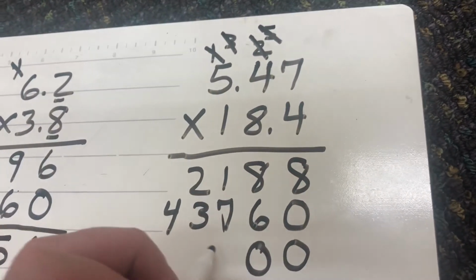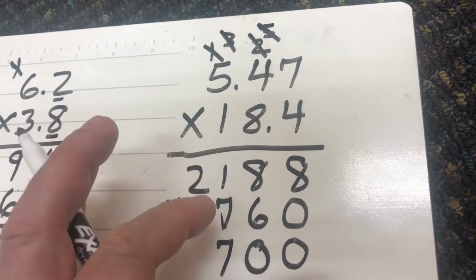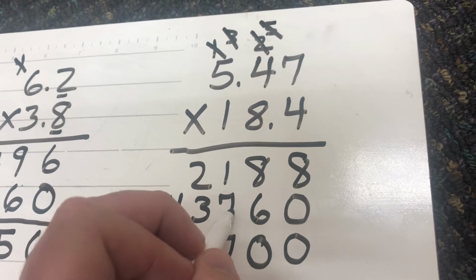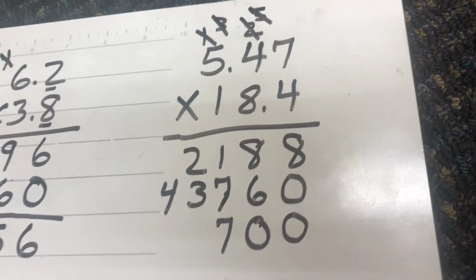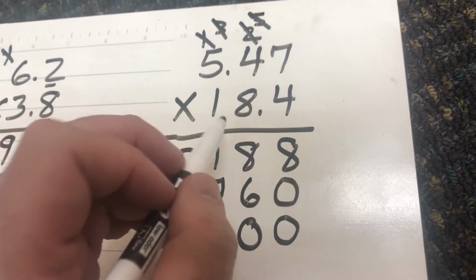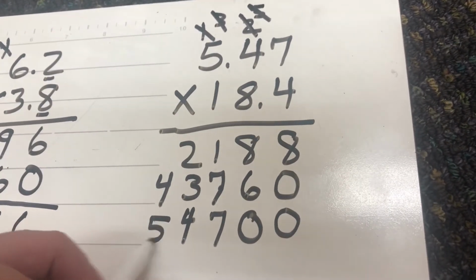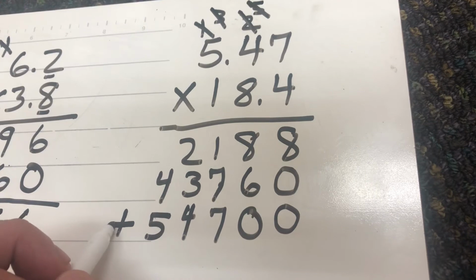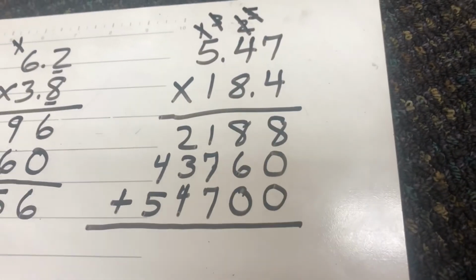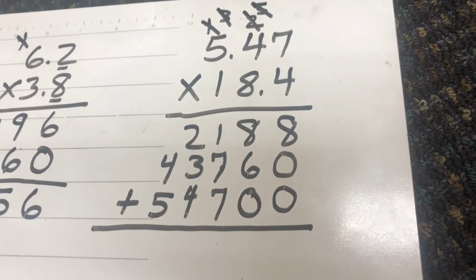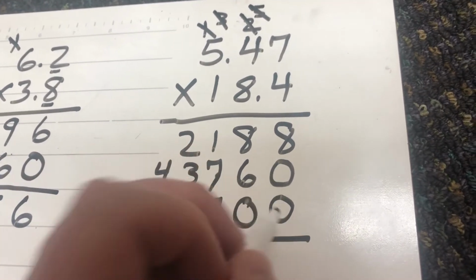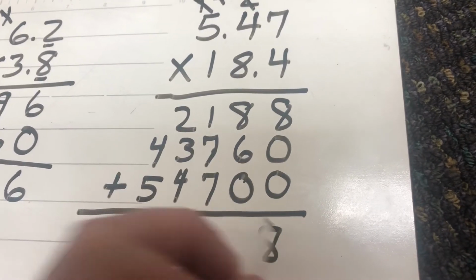1 times 7, 7. Let me get rid of that little mark there. 1 times 4 is 4. 1 times 5 is 5. Then I go ahead and add all these numbers together: 2,188, 43,760, 54,700. 8 plus 0 is 8.